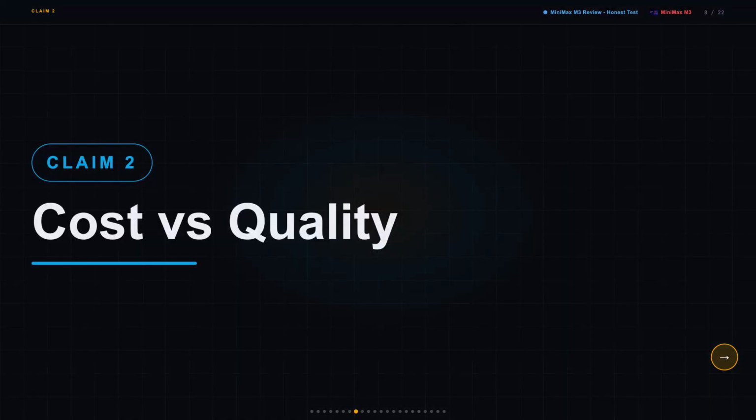Claim 2: Minimax M3 costs way less than GPT-4 or Claude and still delivers comparable quality. If this is hype, you swap your production pipeline to the cheaper model, your output quality tanks, and you spend weeks diagnosing why your results got worse before you trace it back to the model swap, which is a real cost, not a hypothetical one.